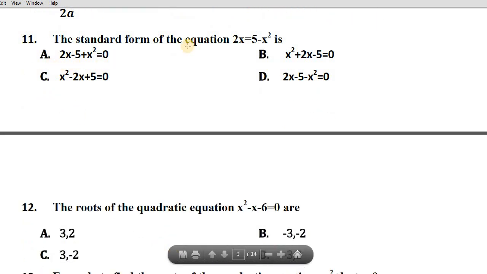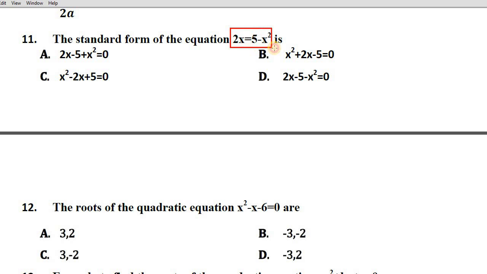Question number 11. The standard form of the equation 2x equals 5 minus x square is. It means it is not in standard form, children. You want to express it in standard form. So what will you do? The x square, you bring it to the left side, it will become plus x square. The 5 also, bring it to the left side, it will become minus 5. Then you arrange according to the standard form of the quadratic equation, that is x square plus bx plus c equals 0. So it gives the correct option, that is B. So x square plus 2x minus 5 equals 0. For this question, option B is right.